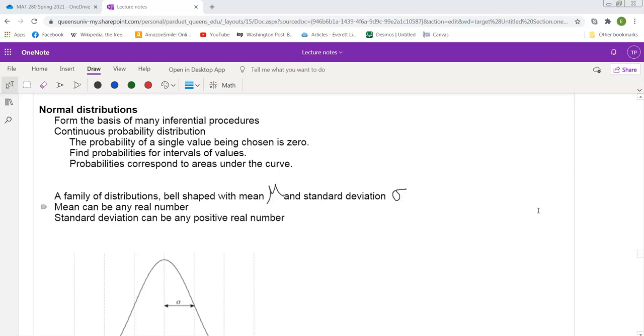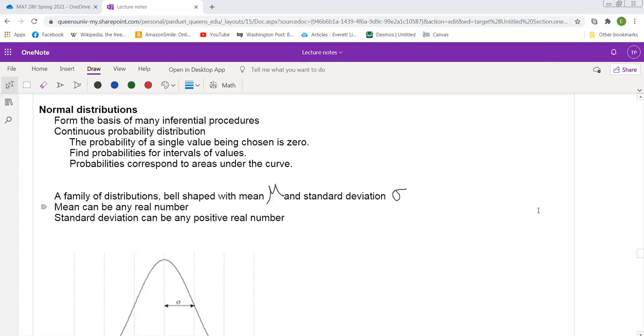We're doing this lesson for a couple of reasons. One is that normal distributions form the basis of so many of the inferential methods we'll do throughout the course. And as part of that, a lot of the methods that we use have an assumption that the data that feeds into them follow a normal distribution. So you can see that that's going to be pretty important to us.